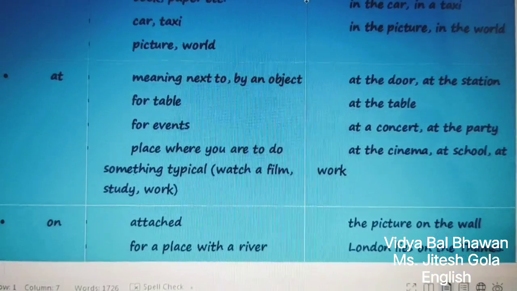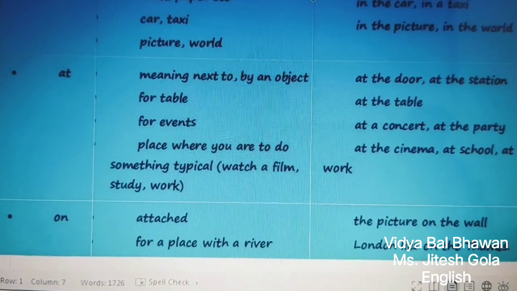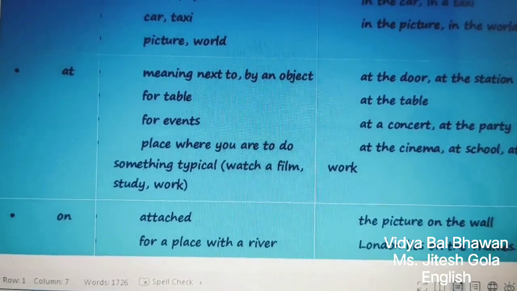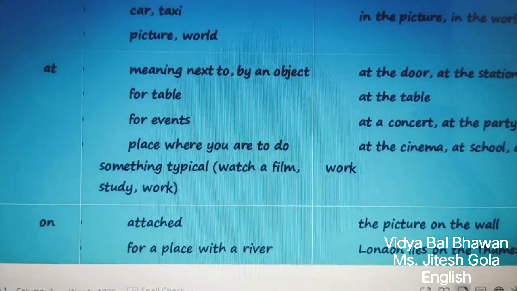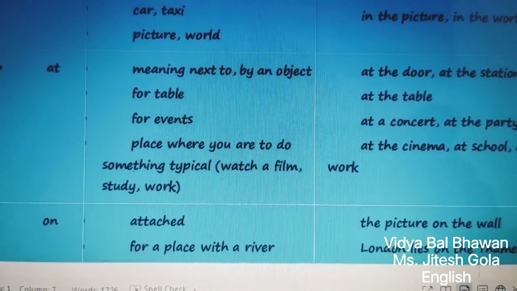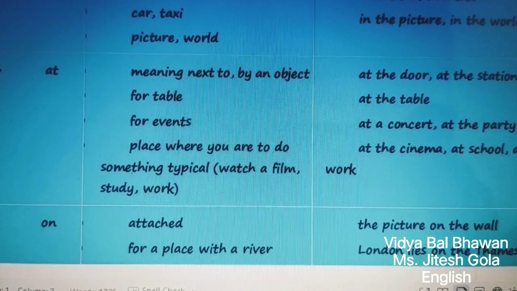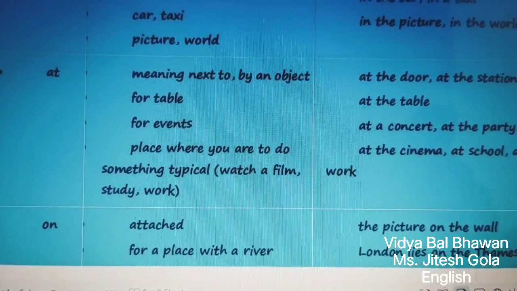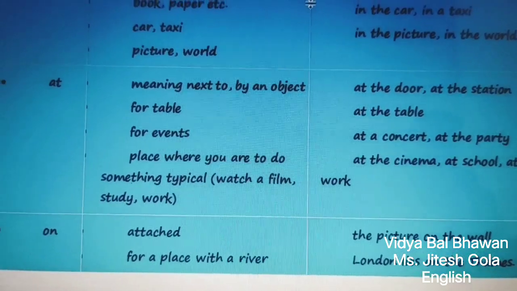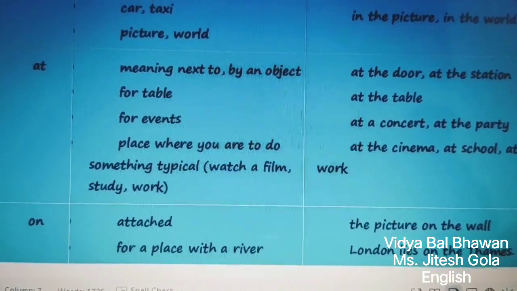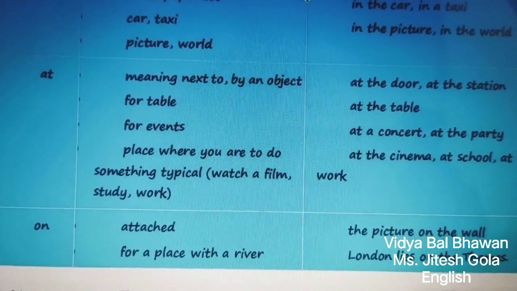For events you can use it, I will be there at a concert or at the party. Then place where you are to do something typical. For example, watch a film, movie, study or work. So you can see here, at the cinema, at school, at work.